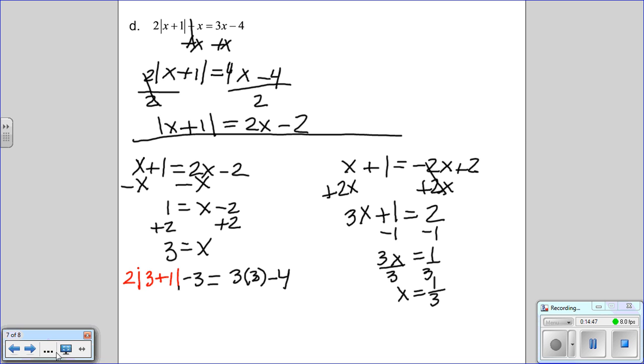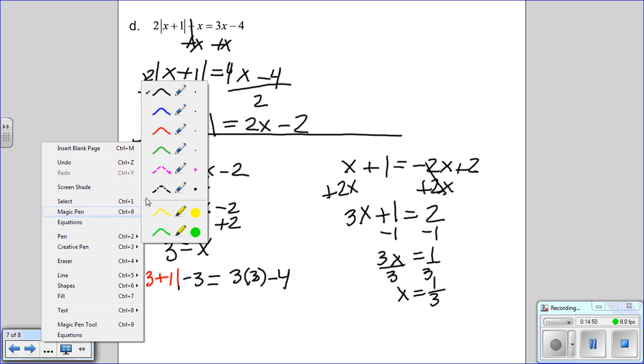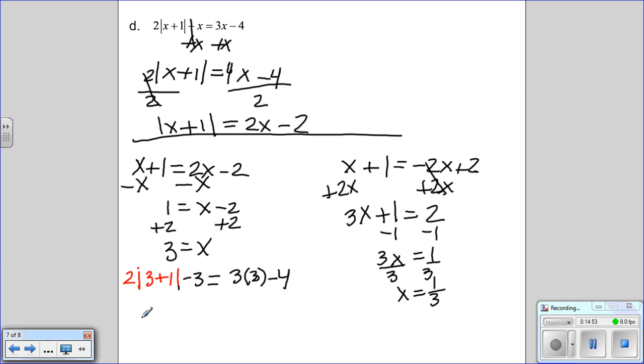Okay, so what I have now is 2 times the absolute value of 3 plus 1 is 4. So 2 times the absolute value of 4 minus 3 equals, on the right side, 3 times 3 is 9 minus 4. Well, let's do a couple steps in one here. 2 times 4 is 8, 8 minus 3 is 5. And on the right side, 9 minus 4 is 5. And so this solution works. This one checks. X equals 3.